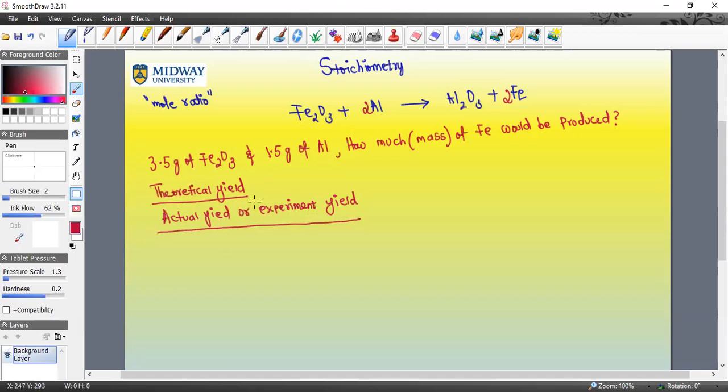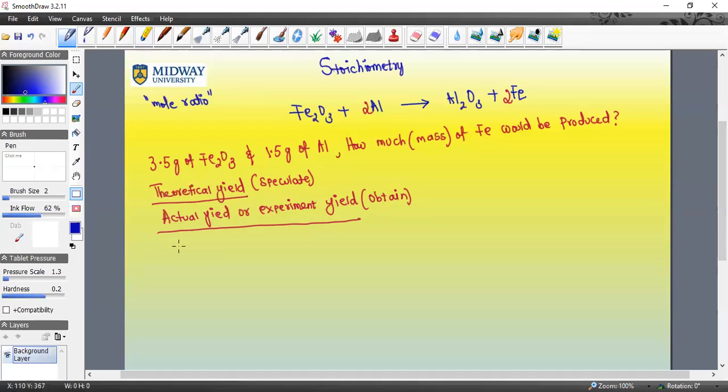So this is what you speculate you will make of a particular product, and this is what you actually obtain. We will learn the concept of percent yield, but let's get back to the problem that we have at hand. I want you to be familiar with these 2 terms.